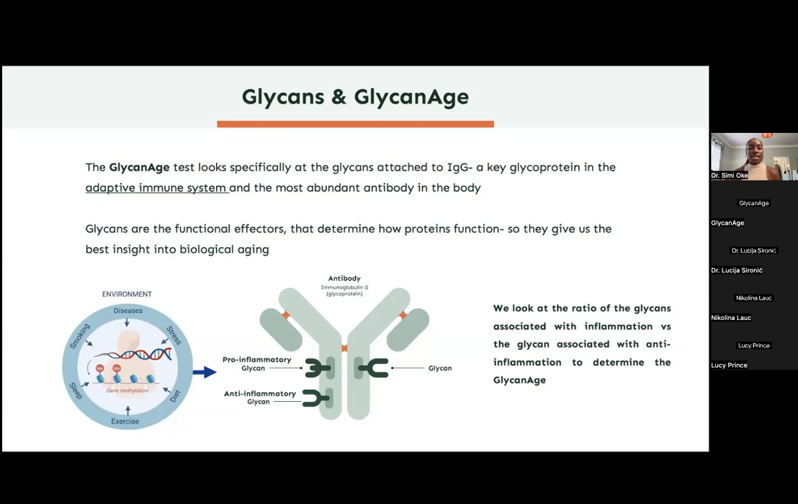The reason for this is that the DNA is transcribed and translated, and that determines what glycans go onto these IgGs. So by looking at glycans, we're looking at the holistic picture and the whole story, of genetics, epigenetics, and the functional protein.